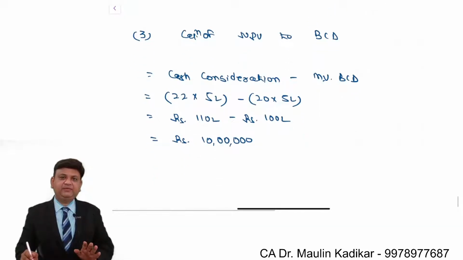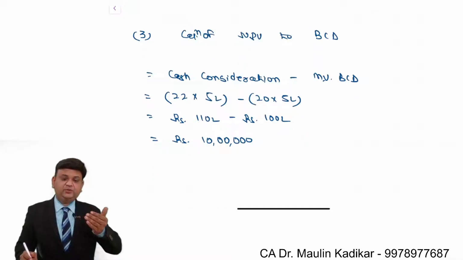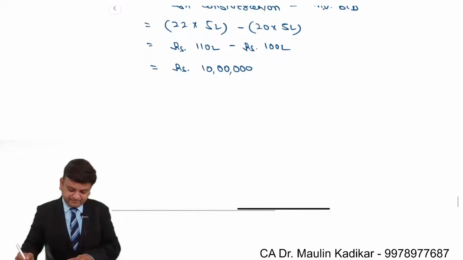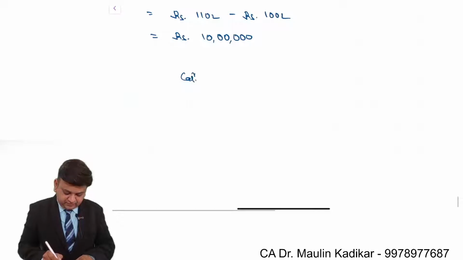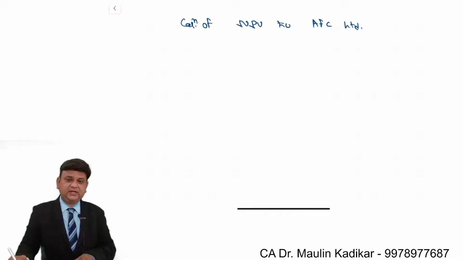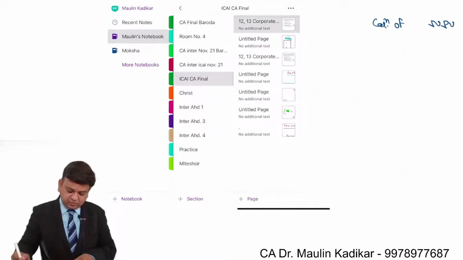So till this point of time everything is very simple. Now the new point comes, because the question says very clearly that you are required to compute the NPV to shareholders of both the companies for cash consideration. So now how to compute the NPV to the acquiring company for cash consideration is the new point that we are going to understand. So calculation of NPV to AFC Limited. Let us understand how to make the calculation of the answer. Let me explain to you.